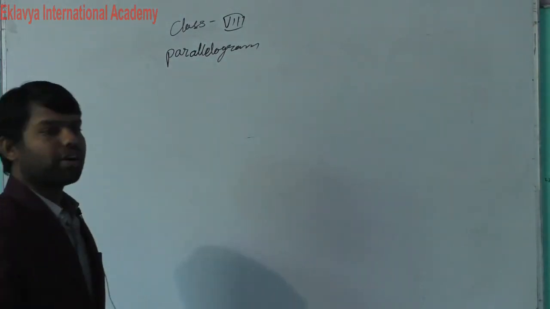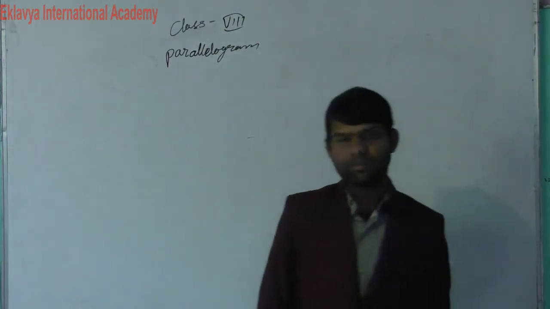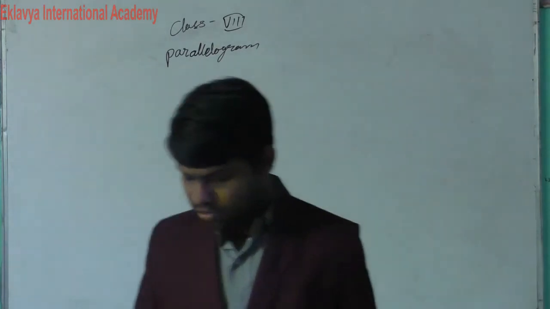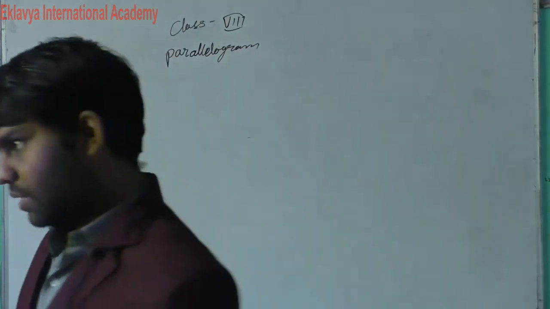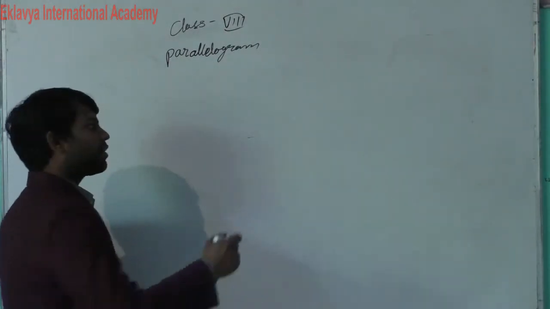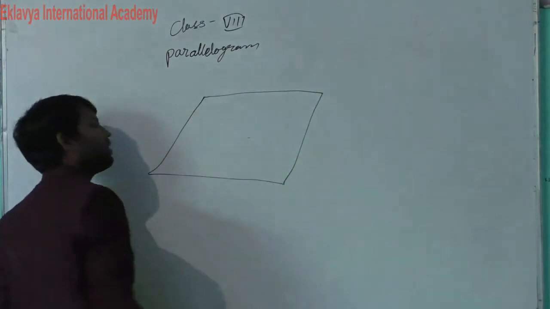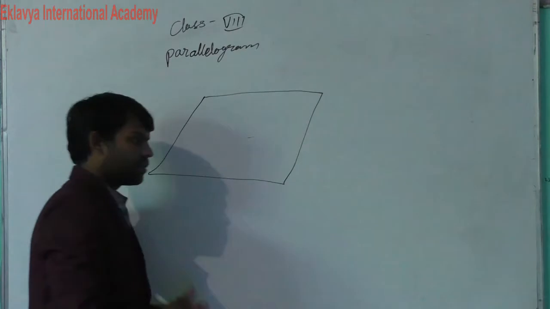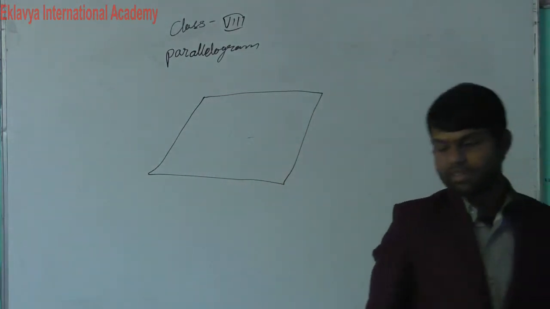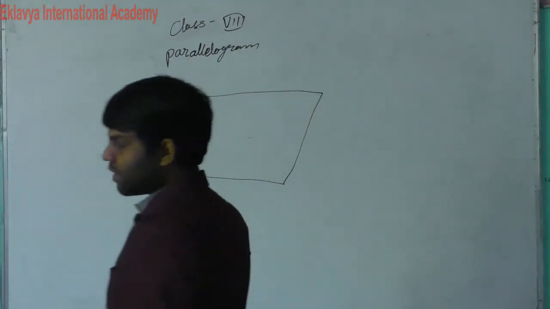Yesterday we discussed chapter 12, quadrilaterals. Now we will discuss chapter 13, parallelograms. What are the properties of a parallelogram? How do we define a parallelogram? See here. First, a parallelogram is also a quadrilateral which is made by 4 line segments joining each other. So we will say a parallelogram is a closed figure having 4 line segments.